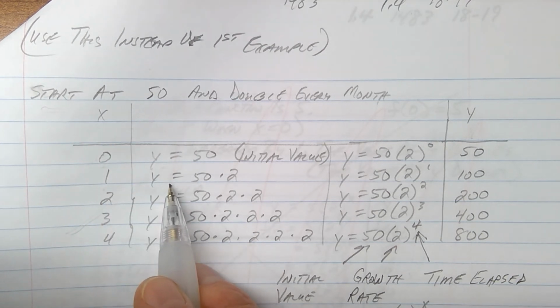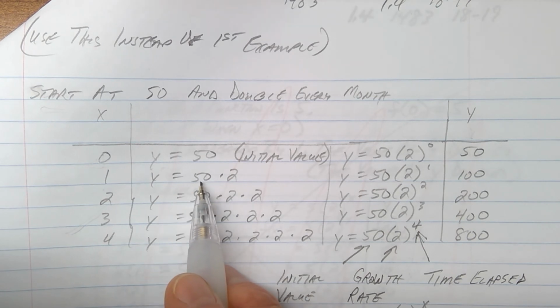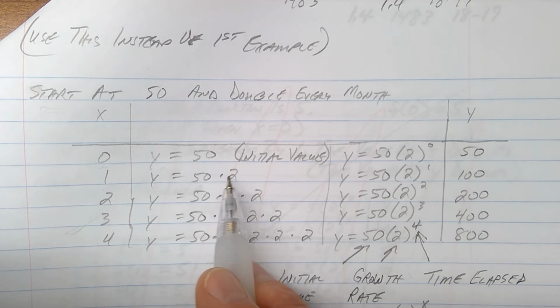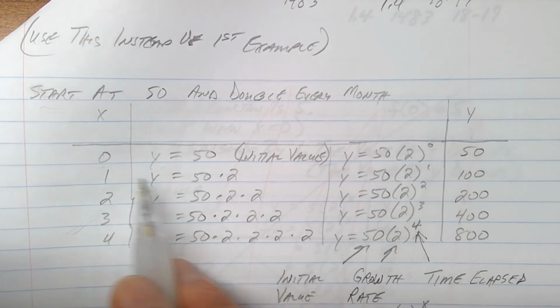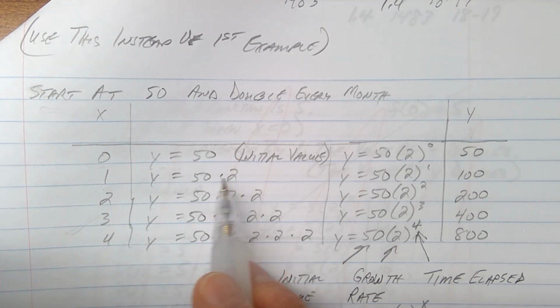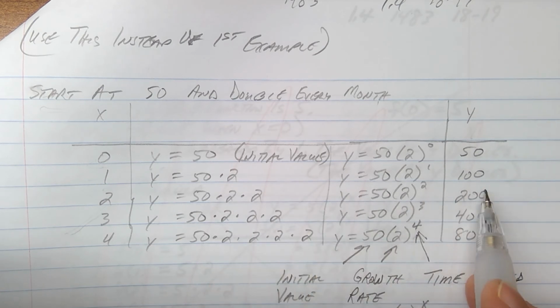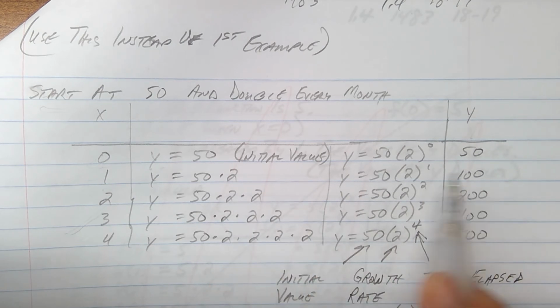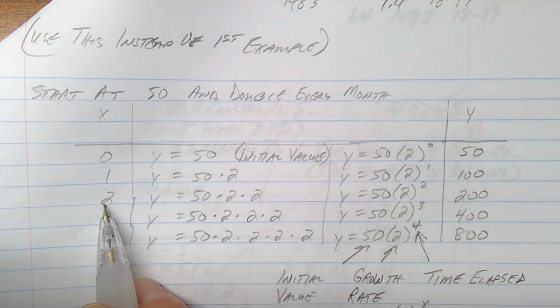So y equals my initial value, my initial amount, that goes right after the equal sign, and they told me to double it. Every time a month goes by, I have to double it. Well, 50 times 2, if I double it, now I'm up to 100 bacteria. Let's let another month go by.